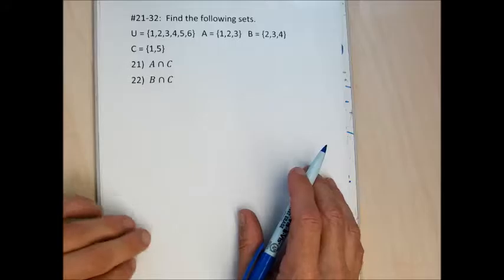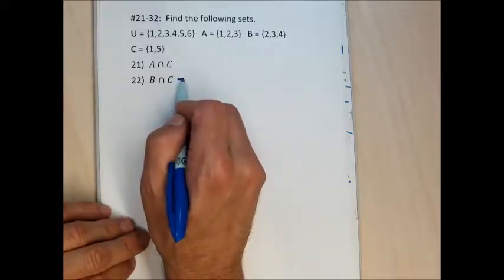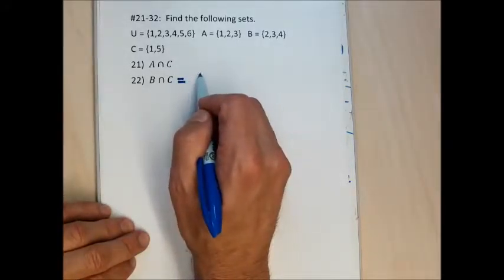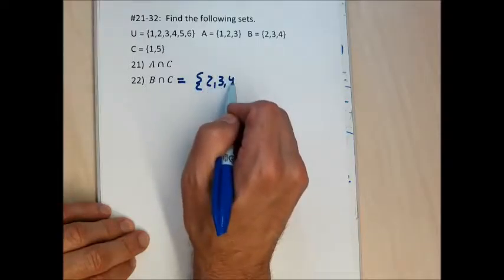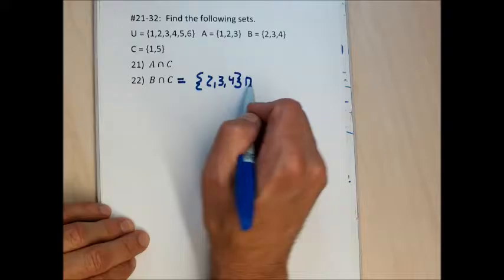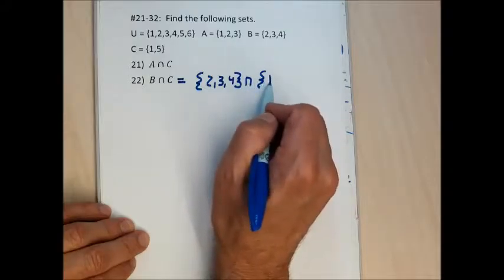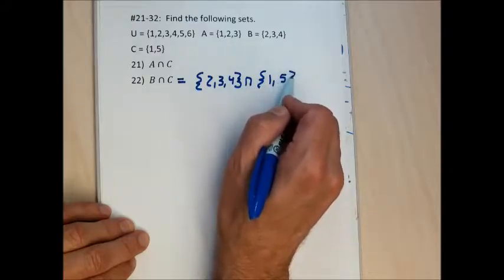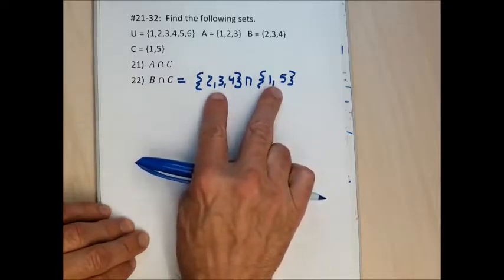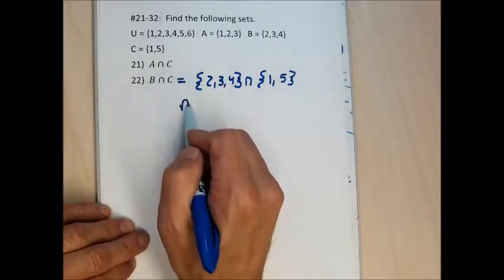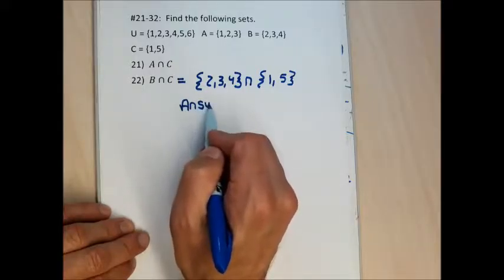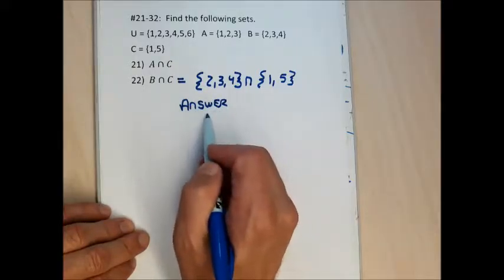So I'll work on 22. 22 wants me to find B intersection C. B is the set that contains the numbers 2, 3, and 4. I'm going to leave the intersection symbol. C is the set that contains the numbers 1 and 5. When I intersect those two sets, I need to find out what they have in common. Because they don't have anything in common, my answer needs to be something that means the empty set.